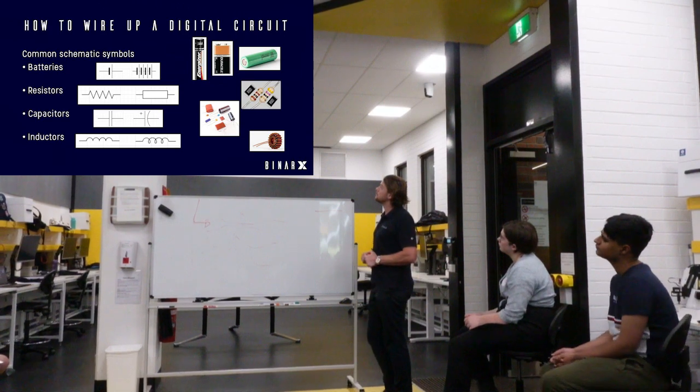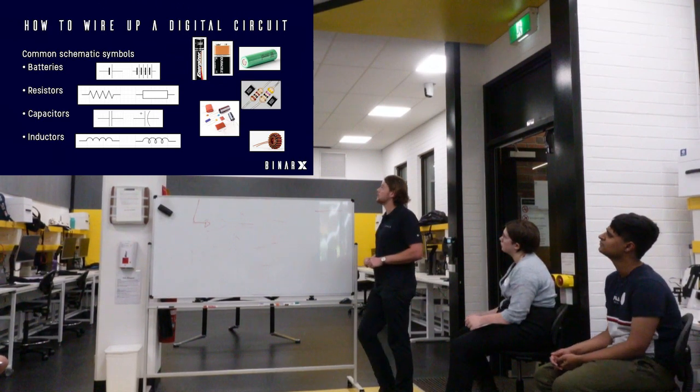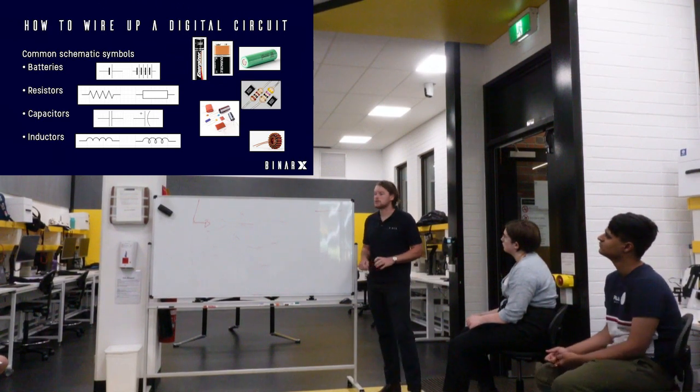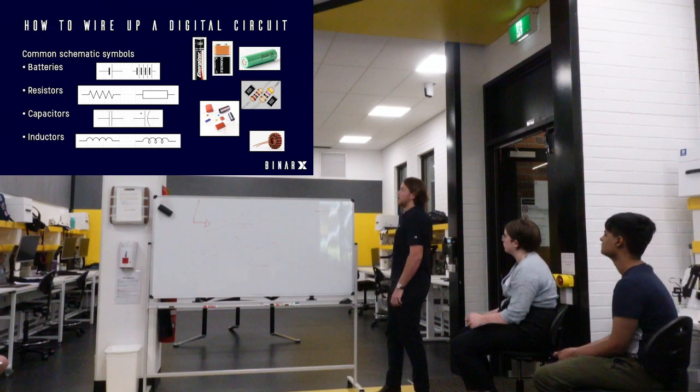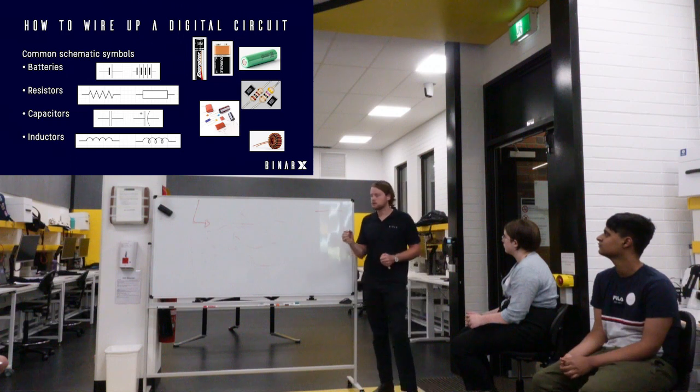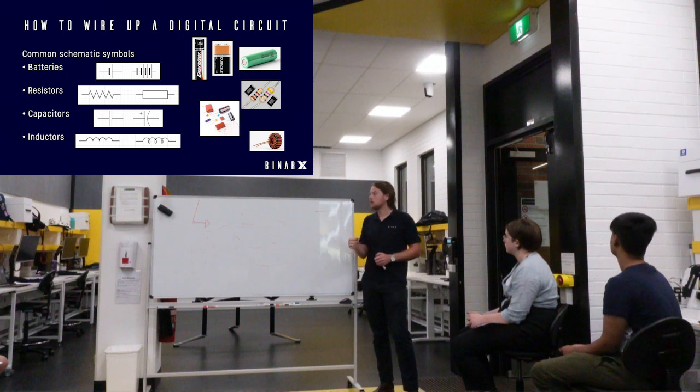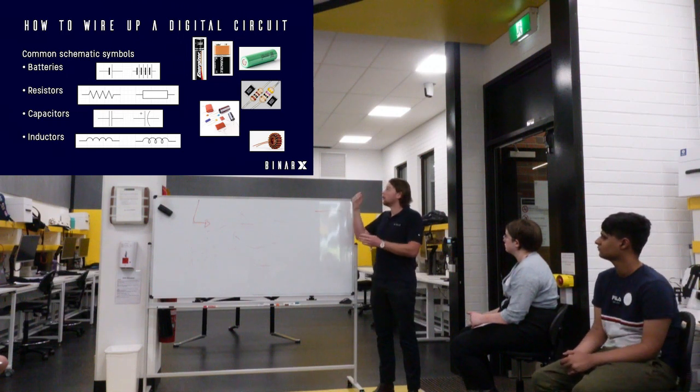Capacitors, lots of different kinds of capacitors that come in all different shapes and sizes. The two symbols you need to know are just your regular capacitor on the left, and on the right you have an electrolytic capacitor. The electrolytic capacitors are the cylindrical ones that you'll see, and they'll have a white streak on them.